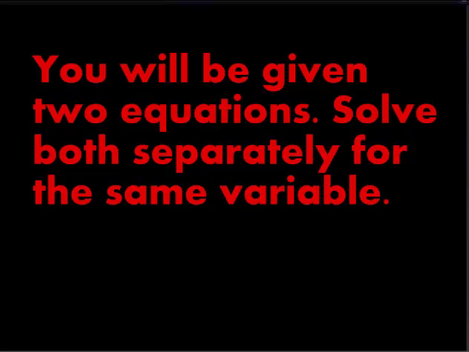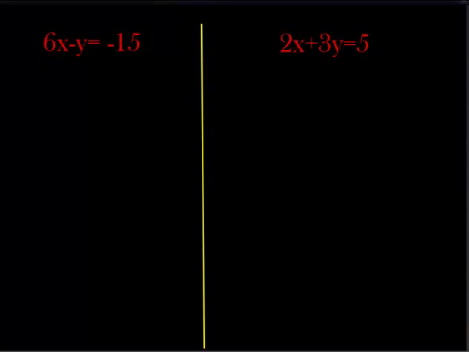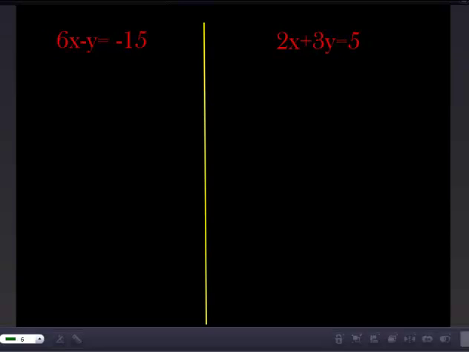The first step is going to be to solve them both separately for the same variable. So for example, if you had these two equations, 6x minus y equals negative 15, and on the other side 2x plus 3y equals 5, you could solve them either for x or for y. It doesn't matter what you solve it for at first. So I'm just going to pick one, and I'm going to solve this for y.